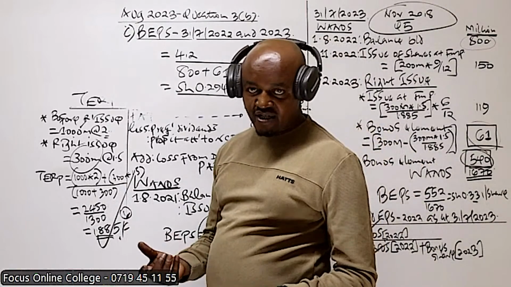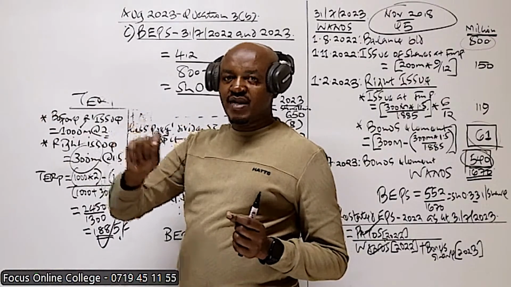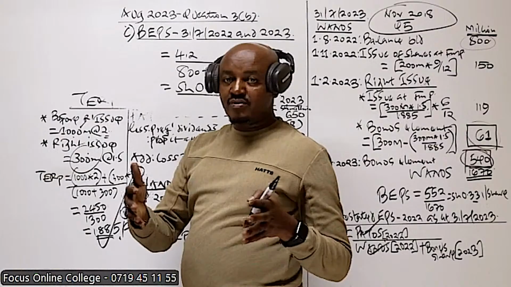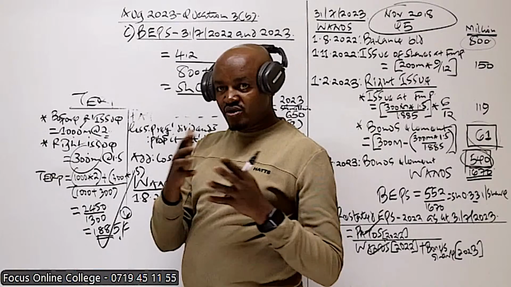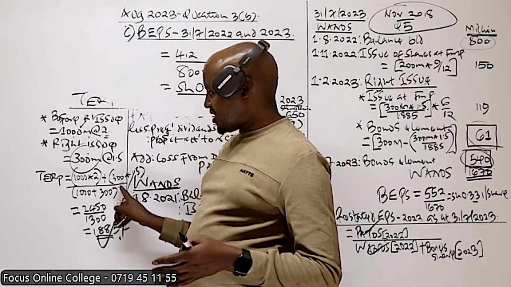I hope you can see what we have done. Tumechukua zile shares zilikuwa issued before, we have multiplied them with their market price. That is called market capitalization of the share. The market value of the shares issued before, you add the value of the shares issued during the right issue. Basically, that's what you have done.